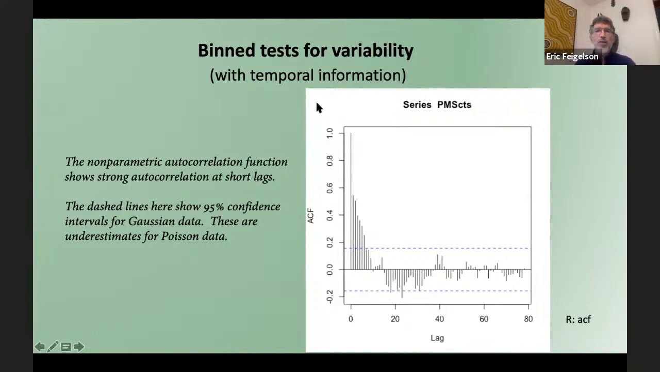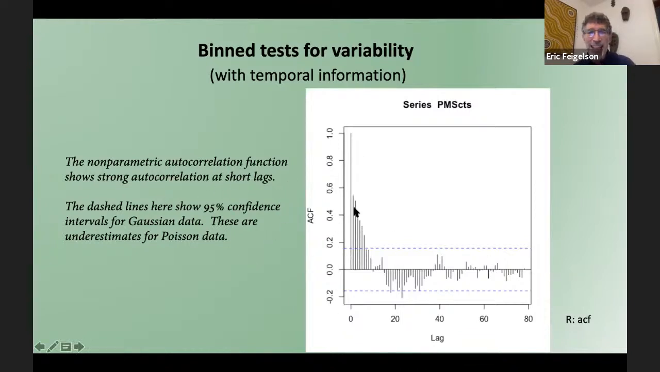Okay, so let's now use the temporal information. We're still using the bin data, and simply look for autocorrelation. This is the premier tool for a non-parametric examination of correlation in a data set, in an evenly spaced time series. And so we're going to look at short lags. Actually, we've got quite a number of lags here.